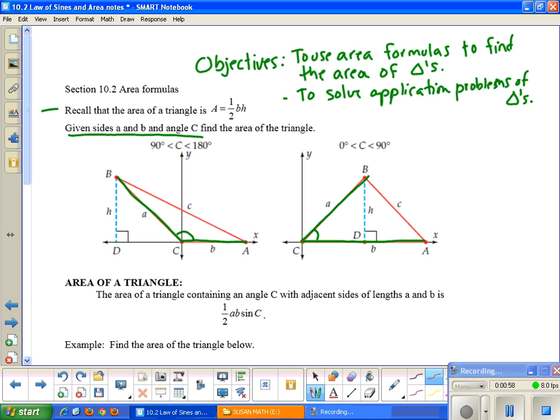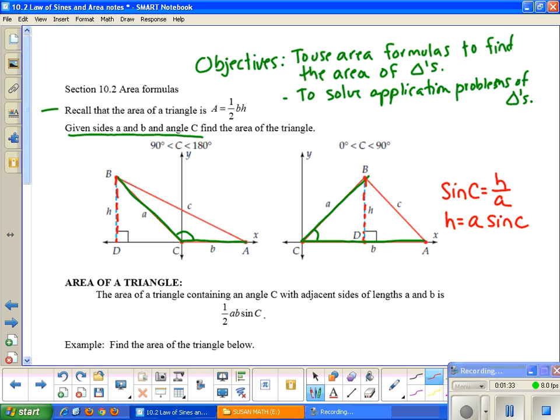The height for this triangle is right here. To find the height, we can use our trig ratios. If I know angle C, I can find my height. Looking at this triangle, since I know what length A is, the sine of C would be equal to h over A, because I know the value of C and I also know A. Solving for the height, h is equal to A times the sine of C.